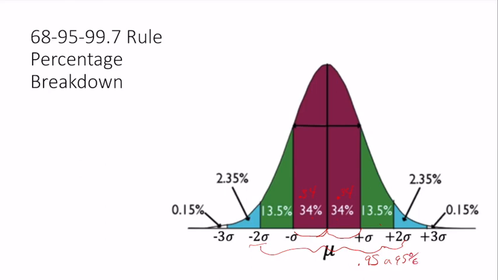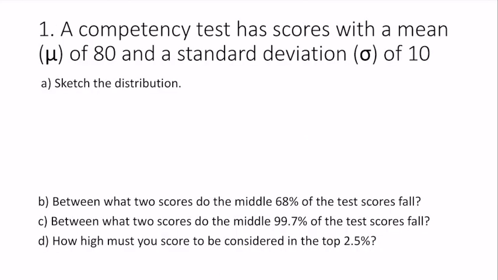And then also within the third standard deviations, we've got 2.35% of data, so 0.0235, 0.0235, and so on. So this helps you figure out how the sections are broken out into percentage by deviation. So the first problem on this worksheet states that a competency test has scores with a mean of 80 and a standard deviation of 10.